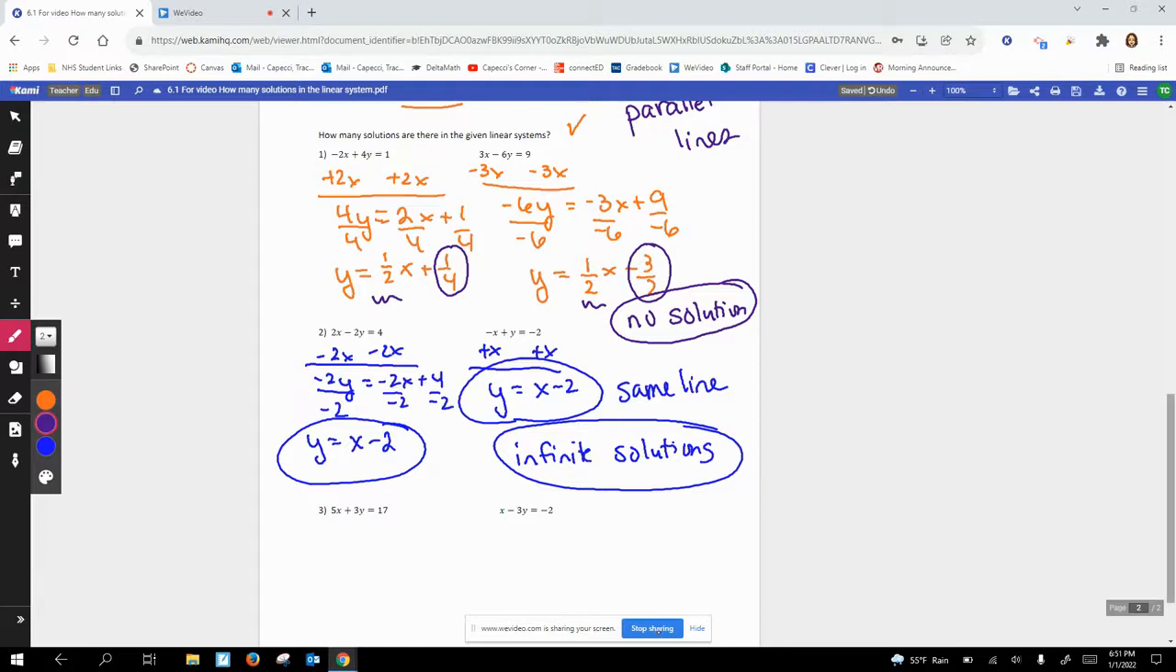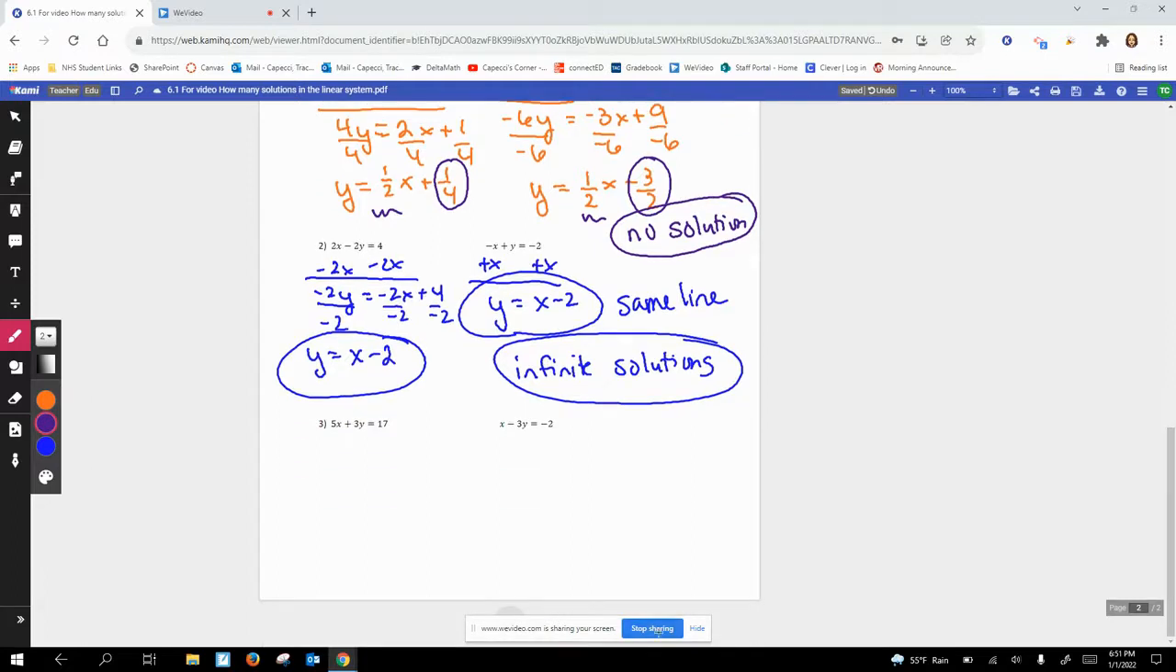All right, let's look at the last example that we have. Again, the same thing. I'm going to get y by itself. I'll bring 5x to the other side, and I have 3y is equal to negative 5x plus 17. Divide everything by 3. And I have y is equal to negative 5/3 x plus 17 over 3.